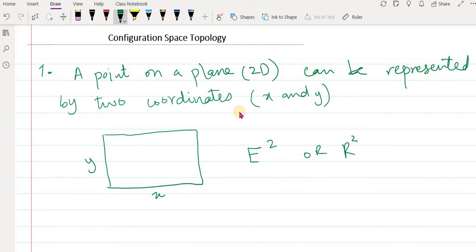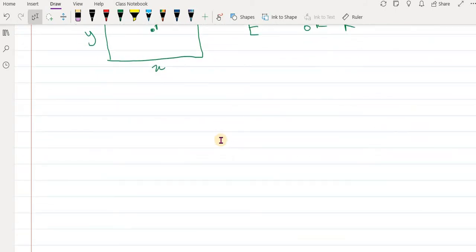Okay, so we are talking about a point, this point P. Of course, if this is a rigid body, as we have already discussed, then it will be a Cartesian product. It will also be S power 1, depending upon the dimension of the rigid body.